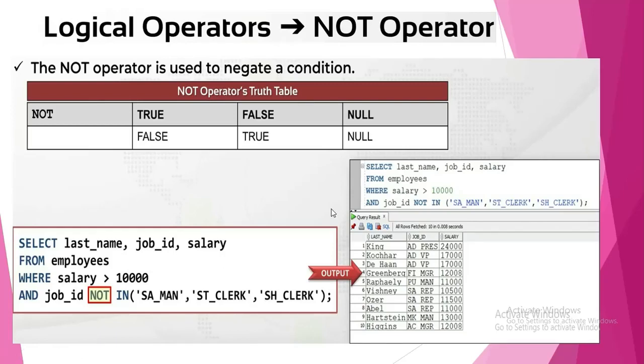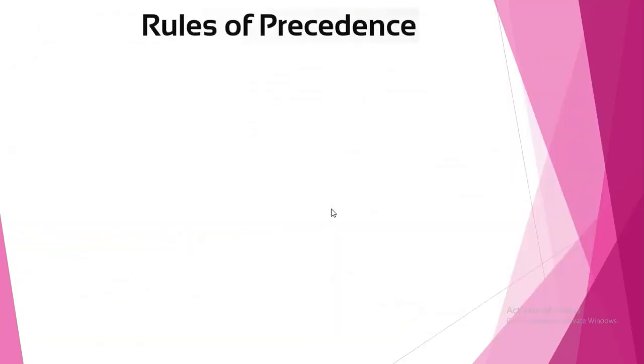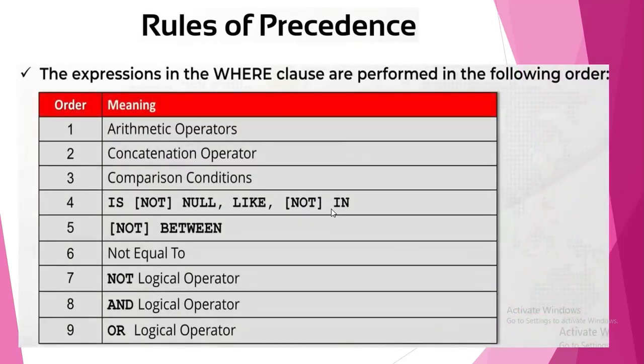You can go through practicing these queries, then you will become perfect in these queries. Some of the rules are here. Rules of precedence: the expressions in the where clause are performed in the following order. On the left side the column is the order and its meaning. One, arithmetic operators; two, concatenation operator; comparison conditions, IS NULL, LIKE, NOT IN; NOT BETWEEN; NOT EQUAL TO; NOT logical operator; AND logical operator; OR logical operator. This is the order to follow here.